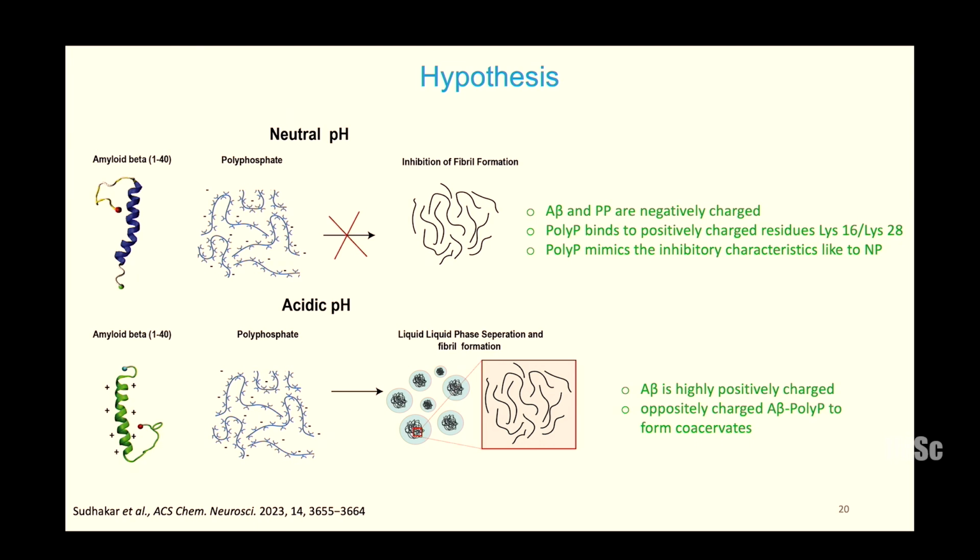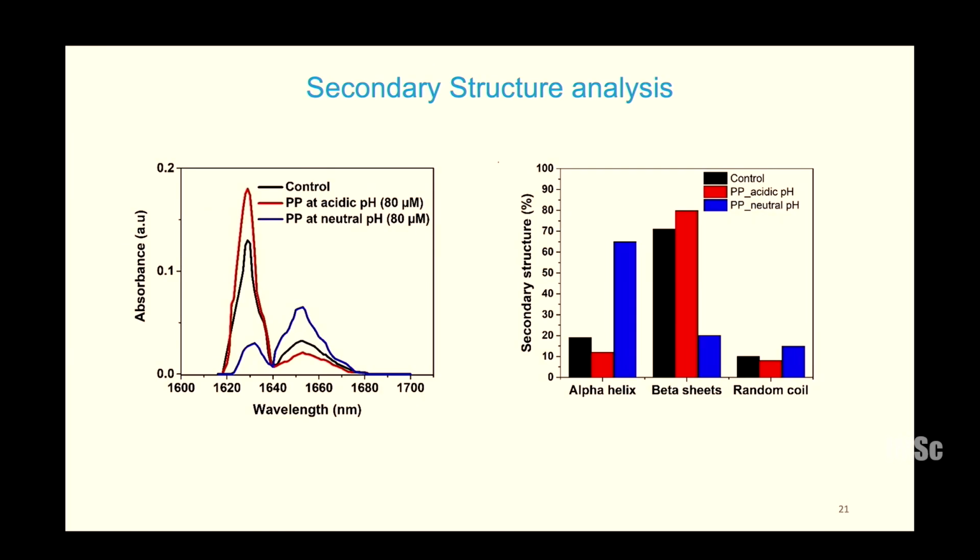On the other hand, when you look at acidic pH, the entire amyloid beta has a lot of positive charge groups, and the polyphosphate still remains negative regardless of the pH. In this case, we are talking about an oppositely charged mixture of polymers. We know that if you have an oppositely charged mixture of polymers, they would phase separate through electrostatic coacervation, and that's what you see, leading to the formation of droplets, and within the droplets, due to the enhanced concentration of the amyloid proteins, you end up getting fibrils. So that's the mechanism we have, and the way to test this, I'll probably skip this secondary analysis.